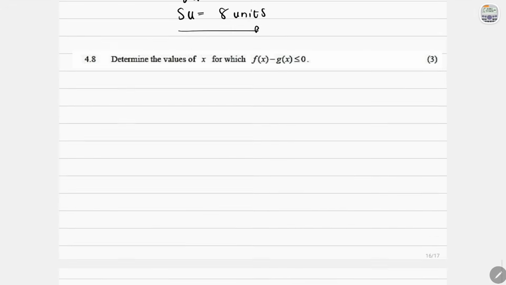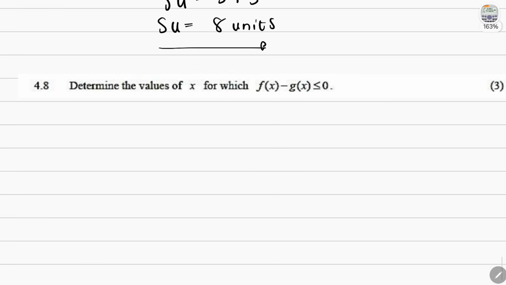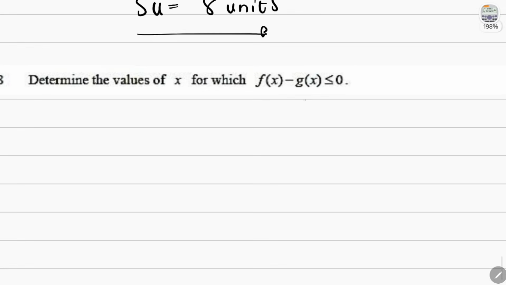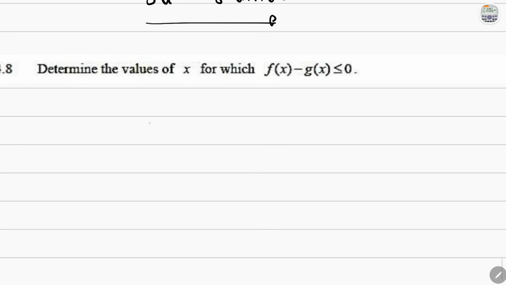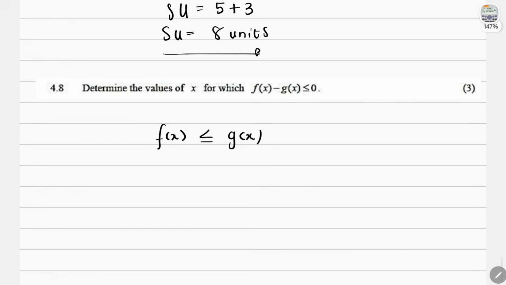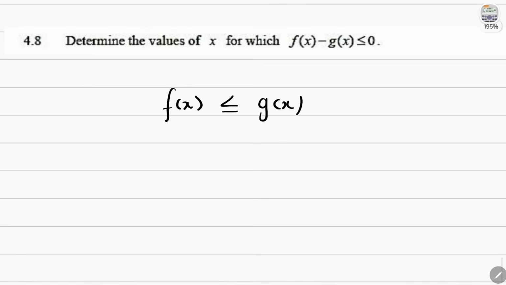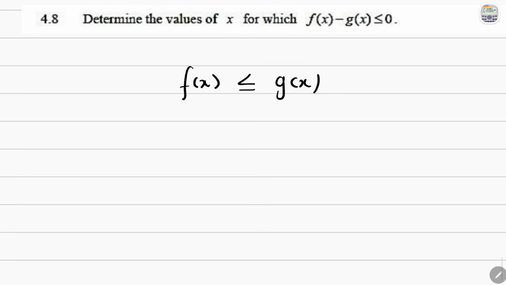Question 4.8 says, determine the values of x for which f of x minus g of x is less than or equal to 0. Whenever you see that going on, they're subtracting, just transpose this. It's actually negative, so take it over and it'll become positive g of x. So the question is, where is f of x less than or equal to g of x? You would have seen from the previous questions, in question 3, that when we're trying to find out where f of x is less than or equal to g of x, you're simply trying to find out where the graph of f is below the graph of g. So where does f have lower y values than the graph of g?